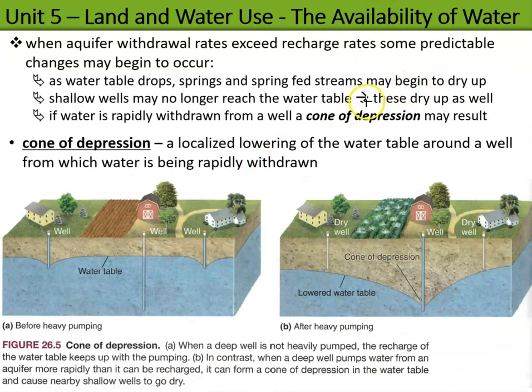So now we're going to take a look at what happens when aquifer withdrawal rates exceed the recharge rates. There are predictable changes that occur that we can start to recognize when this is happening in a particular location. When the withdrawal rates exceed the recharge rates, the water table will begin to drop. As the water table begins to drop, springs and spring-fed streams may begin to dry up. If you have shallow wells that were accessing the water table with no problem, they may no longer be able to reach the water table, and so they have dried up as well.